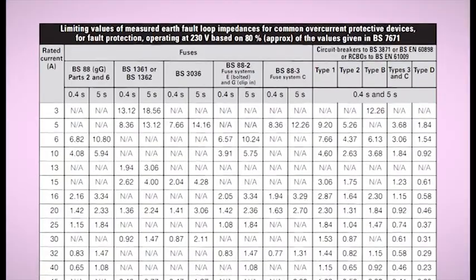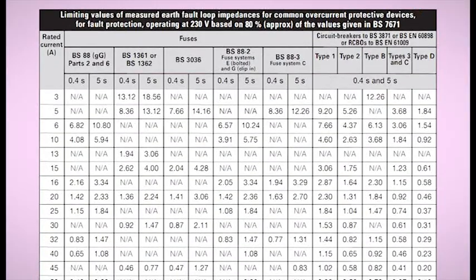Don't forget that all the NICEIC certificate and form pads have the 80% values on the inside front cover. These values are used for comparison when testing, but not to be recorded on the certificate or report forms.